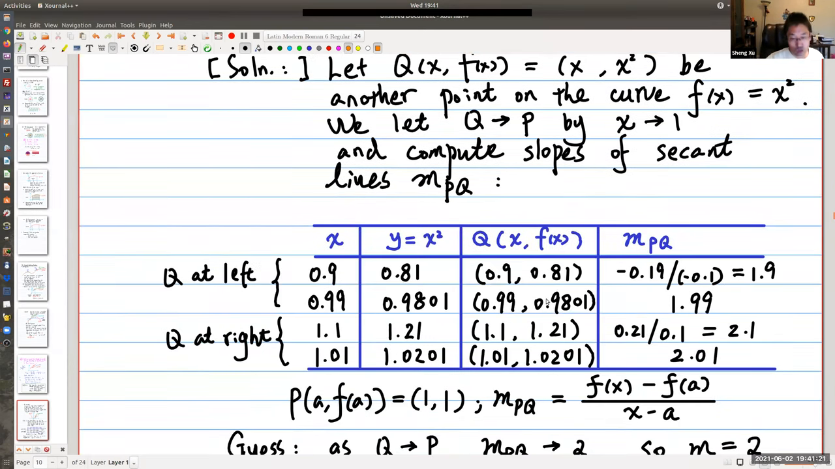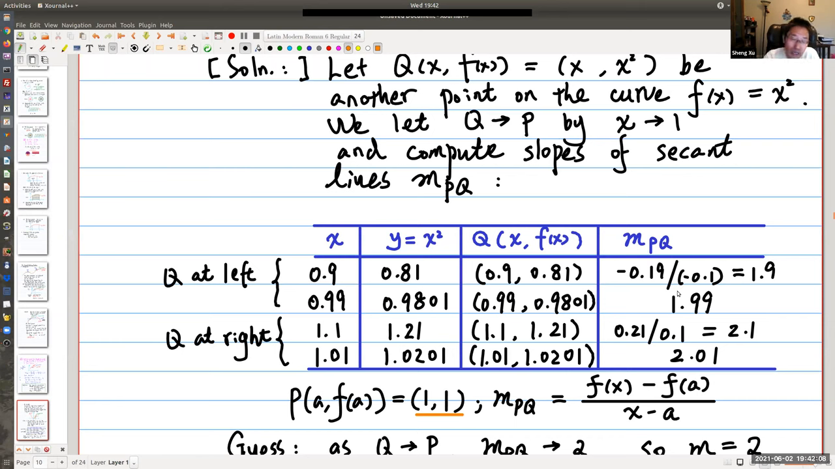So I do some calculations. Say I use x = 0.9, it's a little smaller than one. Then the y coordinate is x squared, 0.81. So what's the Q point? (0.9, 0.81), that's the point Q. What's the point P? Remember, point P is (1, 1). Can you compute the slope? It's the difference of y coordinates divided by the difference of x coordinates. So it's (0.81 minus 1) divided by (0.9 minus 1), so you get negative 0.19 divided by negative 0.1, which is 1.9, right? I'm going to skip that calculation process.